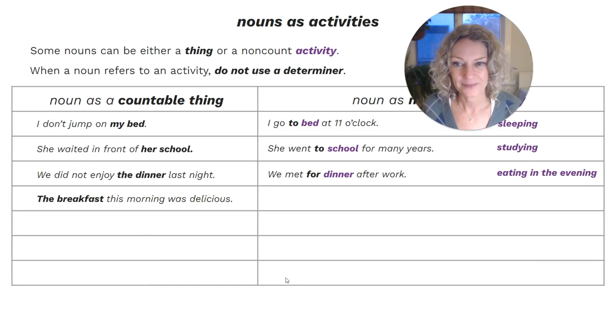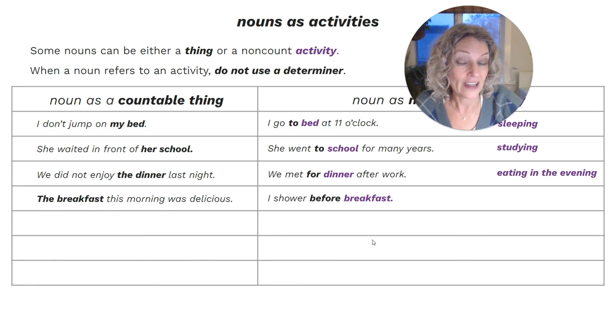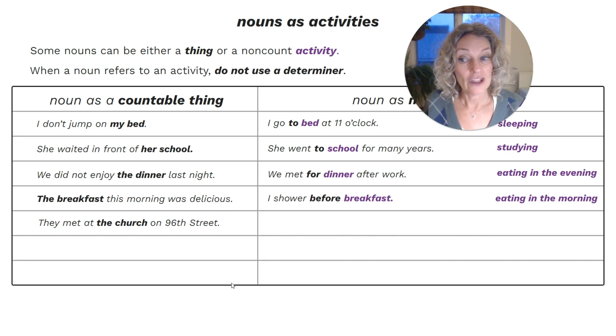Okay, let's look at some more examples. The breakfast this morning was delicious. There we have the definite article because it's the breakfast we had this morning. But when I say I shower before breakfast, there what I mean is I shower before eating in the morning, and there's no determiner.